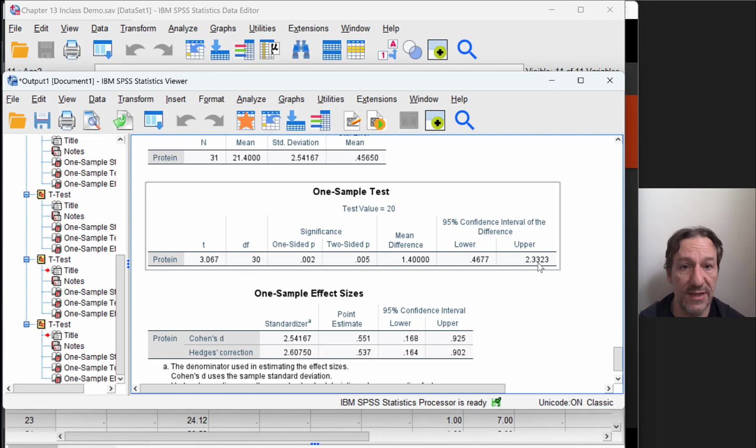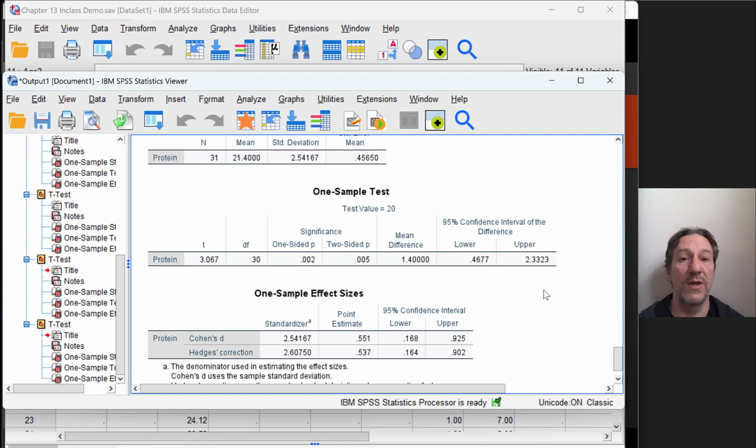We have our confidence intervals here, and again, these are both positive, meaning we're pretty sure that the actual amount of protein per bar is somewhere between 20.46, which is the lower end, given the test value of 20, and the upper boundary, which would be 20 plus this here, so 22.33. That means the test value of 20 isn't even within the confidence interval, and that would suggest it's probably going to be significant.